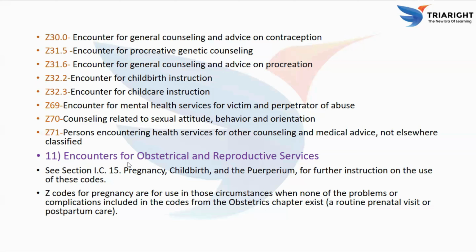And the next category is encounters for obstetrical and reproductive services. So what does this section mean? These Z codes are used for routine pregnancy related visits when there are no complications and the pregnancy is normal. If a complication exists, you have to use the obstetric chapter O00 to O9A codes instead. You use pregnancy Z codes when there is a routine prenatal visit, or a routine postpartum checkup and no medical problems present. You should not use these pregnancy Z codes if there is gestational diabetes, hypertension or pregnancy complications.